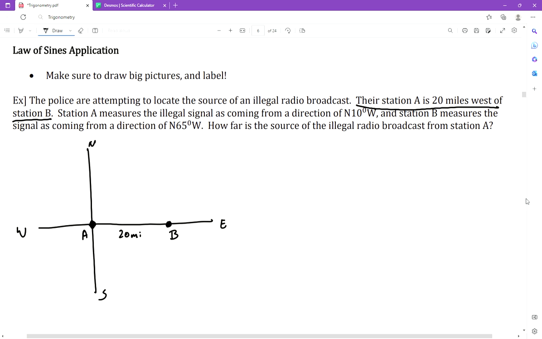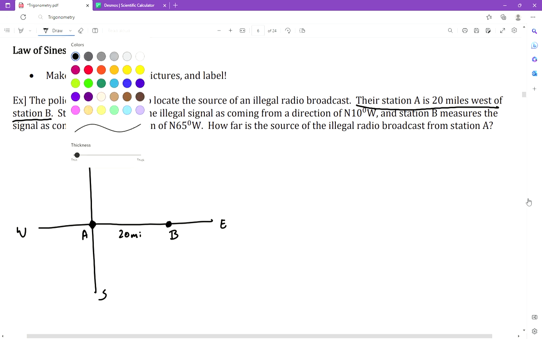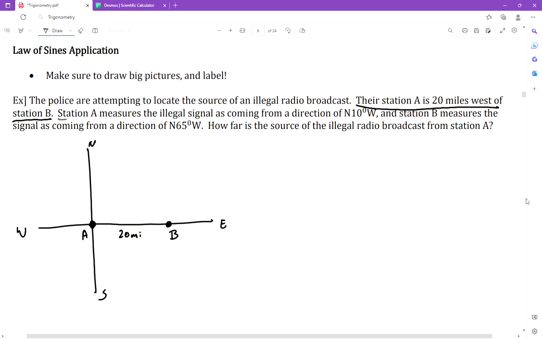And then it says station A measures the illegal signal as coming from a direction of north 10 degrees west. So I'm going to do a gray on this so it's not too colorful, but just to make a little difference. Remember, the compass direction says start on the north and go 10 degrees toward the west. Okay, so here's the north. 10 degrees to the west is a small angle like that. And then we'll just put a segment, maybe it's about there. So there's 10 degrees right there.